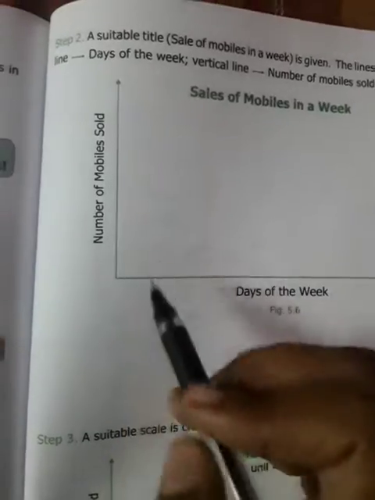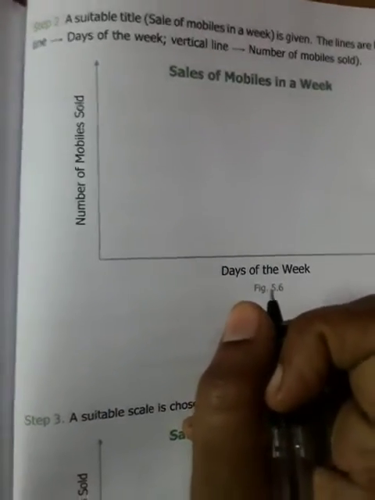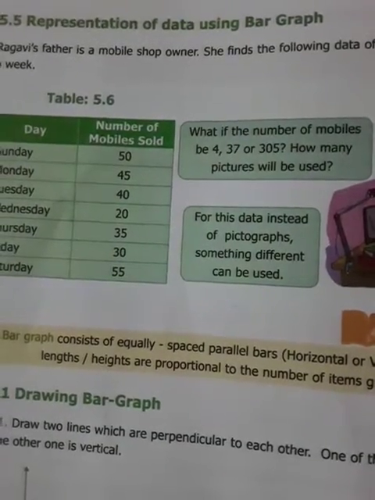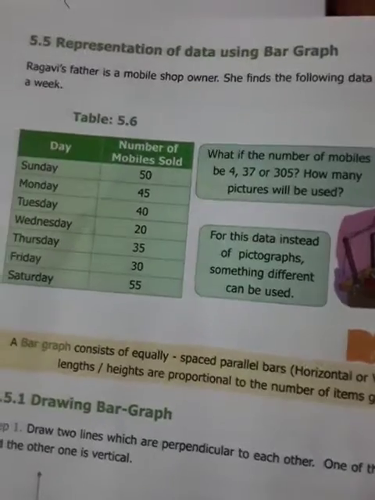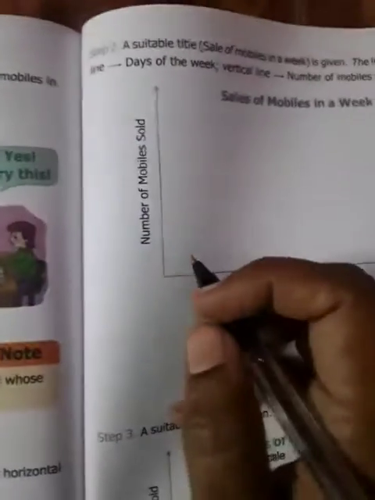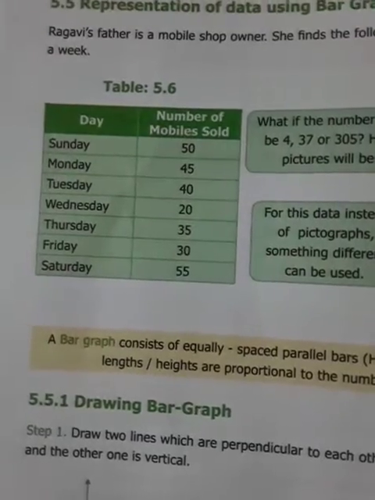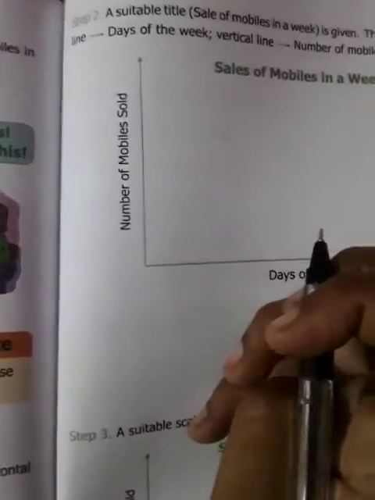So here what do you want to write? Here we are writing Sunday, Monday, Tuesday, and here we are going to write number of mobiles sold. What are the numbers given here? 50, 45, 40, 20, 35, 30, 55. You cannot write the numbers in this order. So what do you want to do now? All these numbers will come in the fifth table. Am I correct? So let's take the scale as 5 numbers.